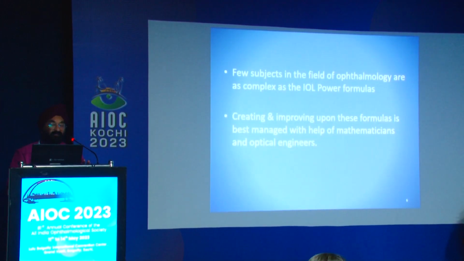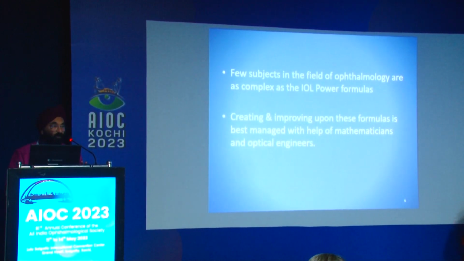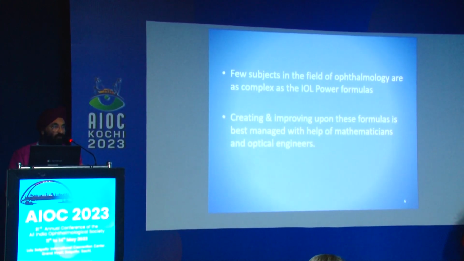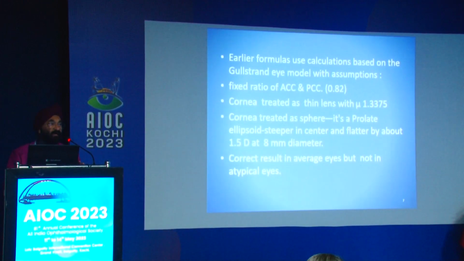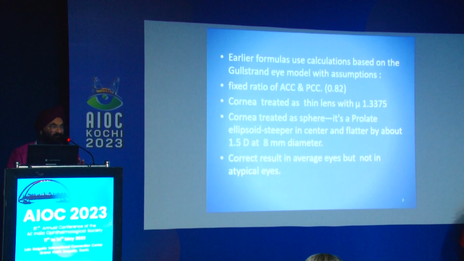Few subjects in ophthalmology are as complex as IOL power formulas, because they involve mathematicians, and we ophthalmologists by nature are not very fond of mathematics. Earlier formulas had some problems. They made some assumptions. As pointed out by Dr. Parul, they assumed a fixed ratio of anterior and posterior corneal curvature of 0.82. The cornea was treated as a thin lens with refractive index 1.3375, while actually it is 1.376, and as a prolate sphere. This gave us correct results in average eyes, but not in atypical eyes.